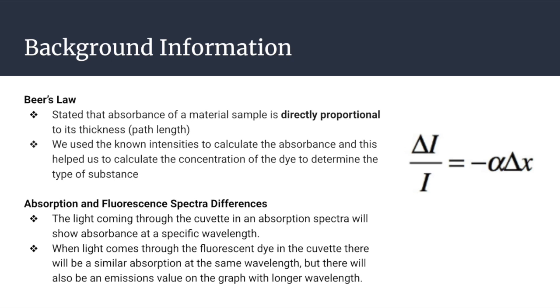We also wanted to talk about absorbance and fluorescence spectra differences. The light coming through the cuvette in an absorption spectra will show absorbance at a specific wavelength. When light comes through the fluorescent dye in the cuvette, there will be a similar absorption at the same wavelength, but there will also be an emissions value on the graph with longer wavelength.